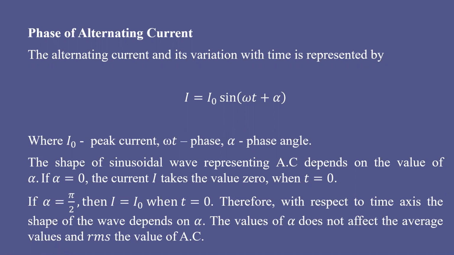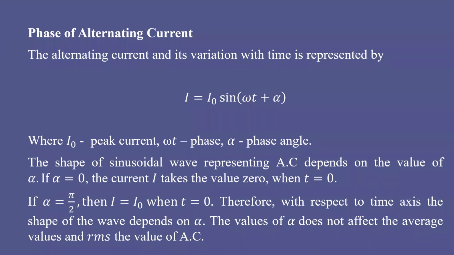That is how we can understand the shape of the AC wave depends on alpha. And one more thing you have to remember, the value of alpha does not affect the average value and RMS value of AC. That will not be affected by this phase angle. Only it affects the shape of the curve. Basically, it gives you the value of current at t equal to 0. That is decided by the value of alpha. Okay. So that is how you can understand.